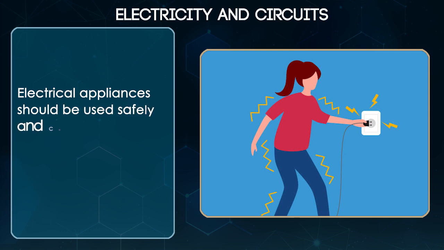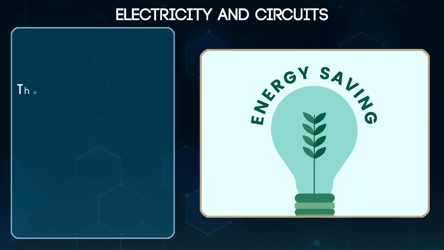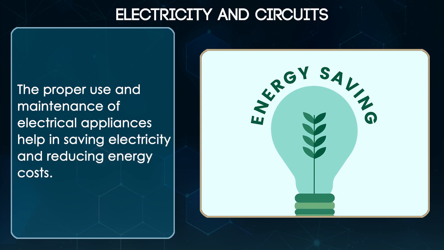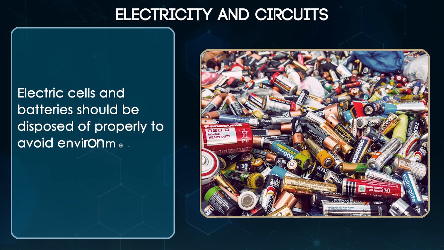Electrical appliances should be used safely and correctly to avoid electric shock or other accidents. The proper use and maintenance of electrical appliances help in saving electricity and reducing energy costs. Electric cells and batteries should be disposed of properly to avoid environmental pollution.